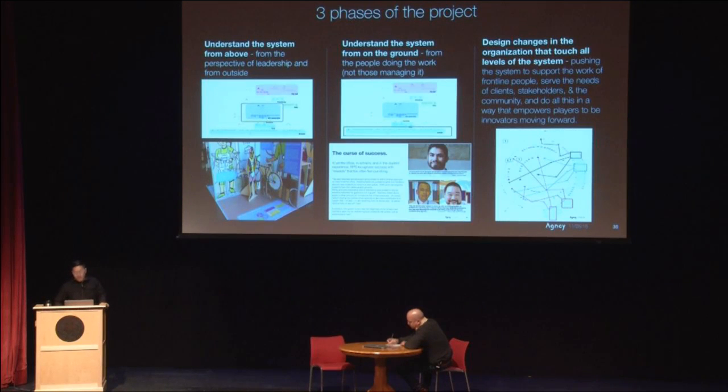And then the third phase is really going to be designing changes in the organization that touch all levels of the system. So that representation is fairly accurate in that we believe that schools, as the mouthpiece of the system and also the point of contact between students and their education, need to be able to ripple change up into the organization to make the organization more able to serve the needs of students and teachers. So that's it.